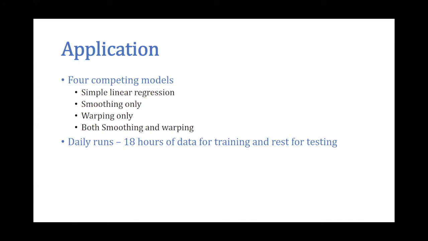So for each day, we take the first 18 hours of data for training and keep the rest 6 hours for testing. The reason we only use 1 day worth of data at a time is because the forecasts are run daily. So in all likelihood, the warping itself changes daily. And so it doesn't make sense to use more than 24 hours worth of data together.